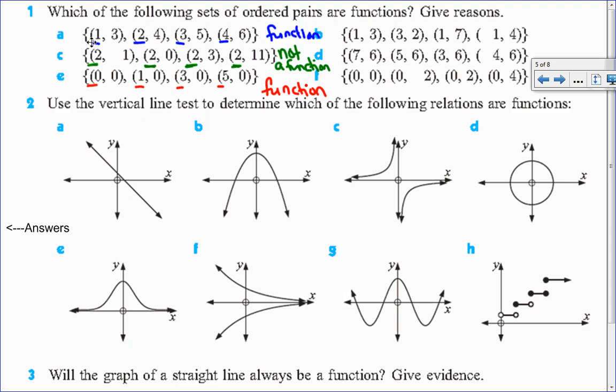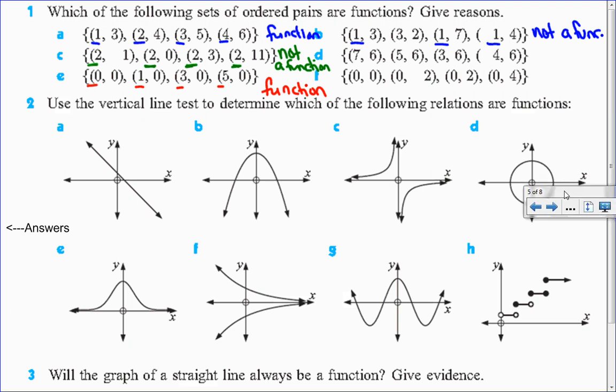Okay, and then again, what is this, letter B? We've got the x value of 1 repeated, so this is not a function. Letter D here, we've got x values of 7, 5, 3, 4, no repetition of the x values, therefore it is a function.